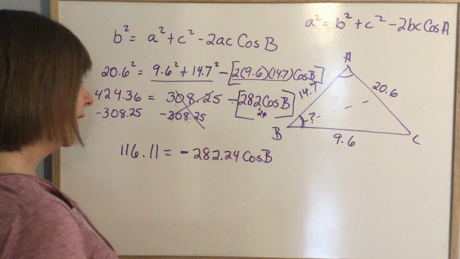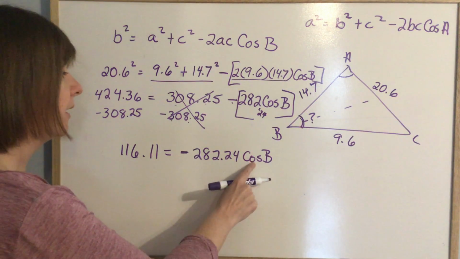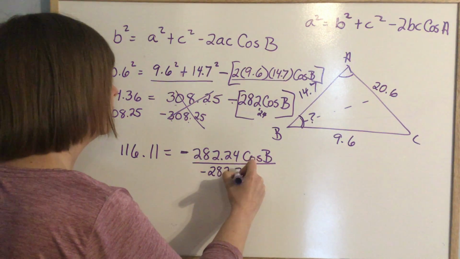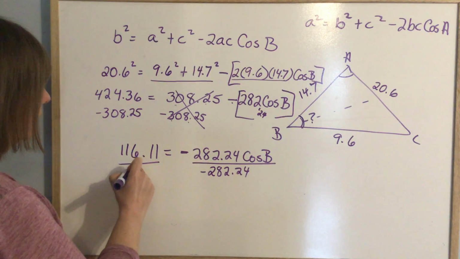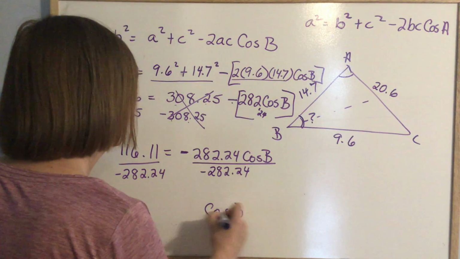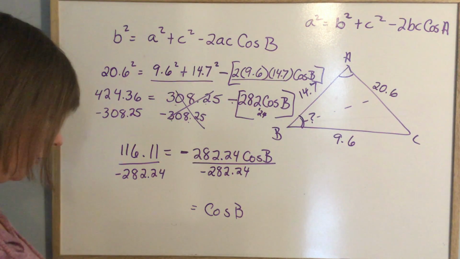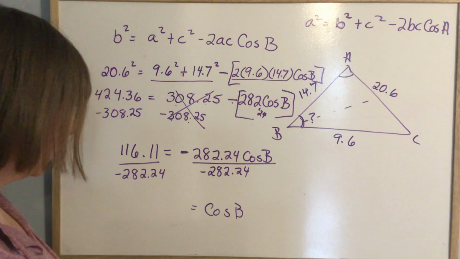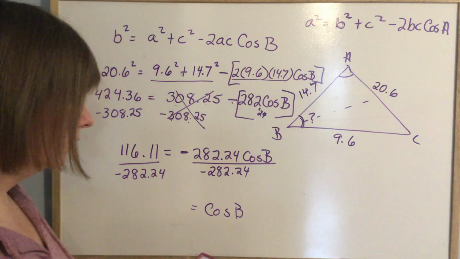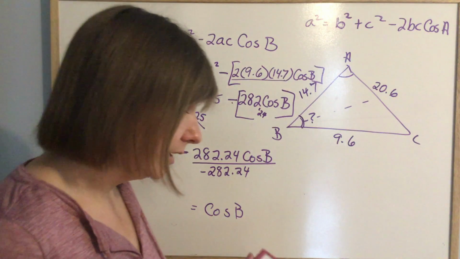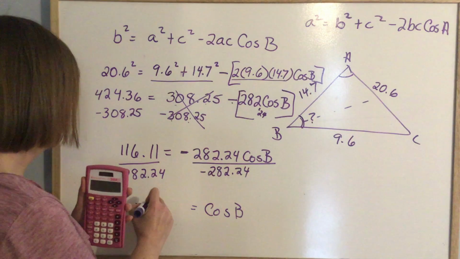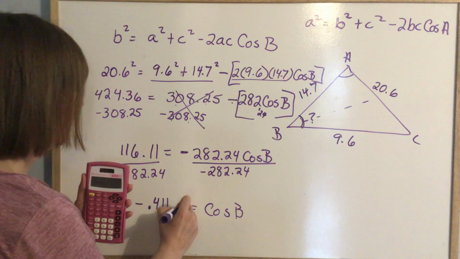All right. So now what I'm going to do is I am multiplying these two things together, so I'm going to divide by negative 282.24. So I'm going to have cos B is equal to whatever 116.11 divided by negative 282.24 is. Turns out it's negative 0.411, and it keeps on going.